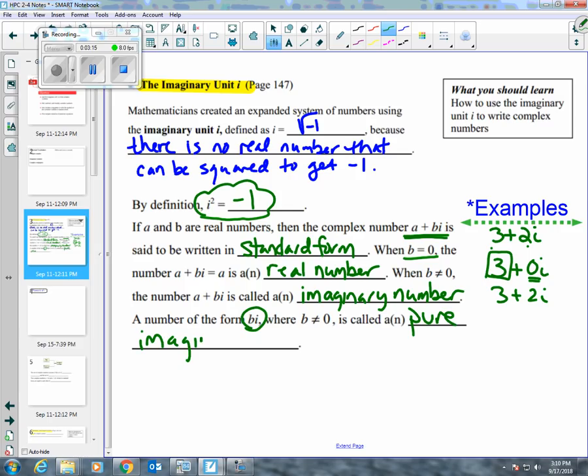So just kind of some terminology just so you're familiar with it. A pure imaginary number, that would be if there's no real part at all. So say in this number, if it was just the 2i and the a part was 0, they would call that a pure imaginary, meaning there's no real part to it at all. Just some things for terminology.